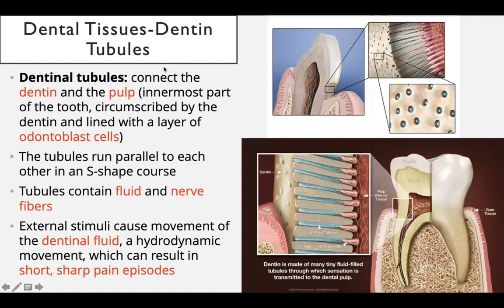And then there are dentinal tubules joining the dentin with the pulp, containing the fluid known as dentinal fluid, which moves hydrodynamically. This movement can result in a short and sharp pain episode on the provision of external stimuli, which is a little bit harmful or more than the usual stimulus. They are parallel to each other and contain dentinal fluid and nerve fibers, which are the nerve endings of the pulp nerve tissue.